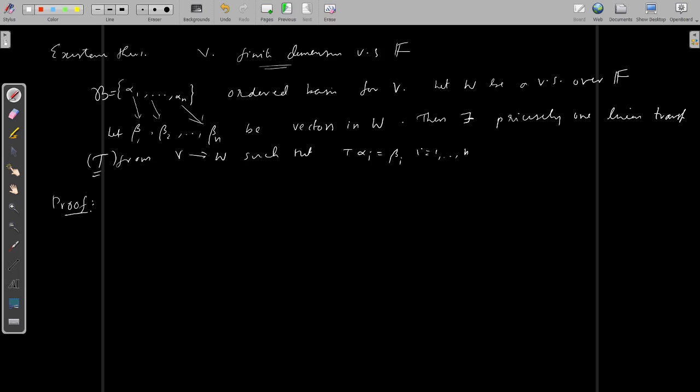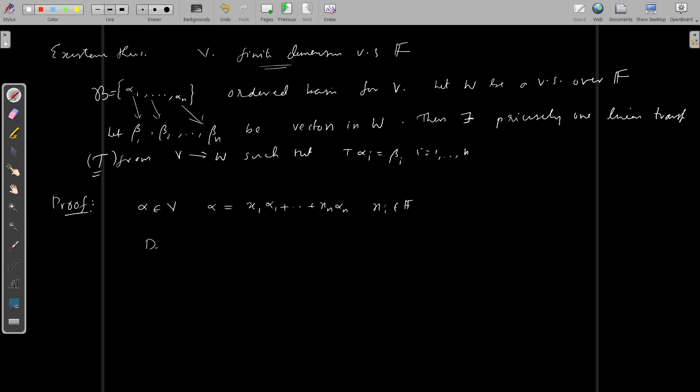To prove this theorem, we need to construct a linear transformation with some relevant properties. So we start with an alpha belongs to V, and then alpha can be written as a linear combination of alpha 1, alpha 2, alpha n, since it is an ordered basis. So that is x1 alpha 1 plus etc. xn alpha n for some xi belongs to F. This is the unique expression for this alpha in terms of alpha 1, alpha 2, alpha n.